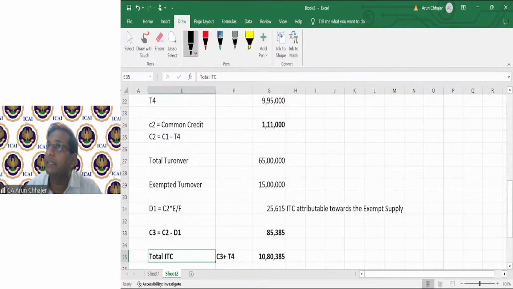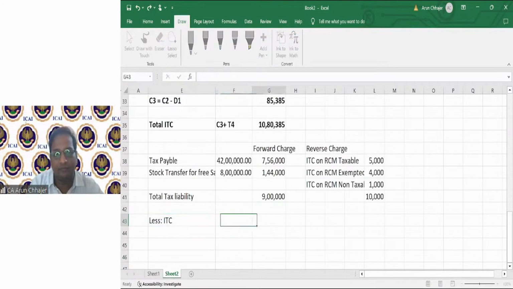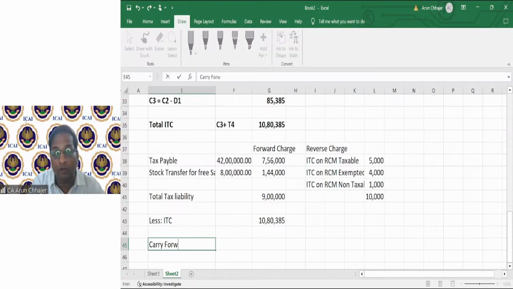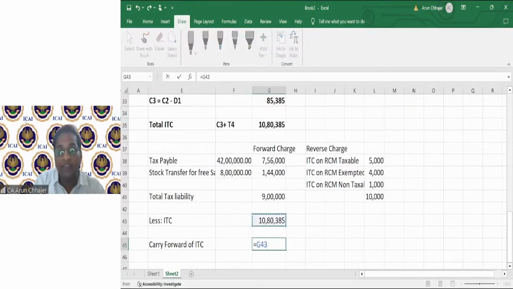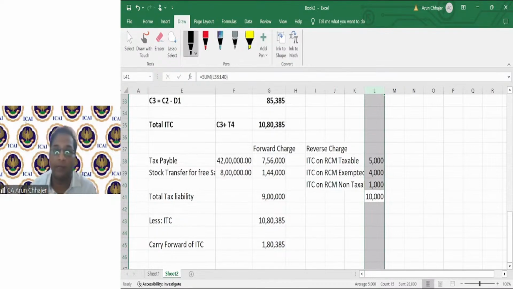Okay. Now we talk about this. Because we have not bifurcated into CSI, we will assume that it is my totality I need to calculate. So less ITC, how much? 1085. So I can say yes, we will have no liability to be paid in cash, and the carry forward of ITC will be this. Do I need to pay anything under RCM in cash? Answer is yes. The entire 10,000 I have to pay in cash.